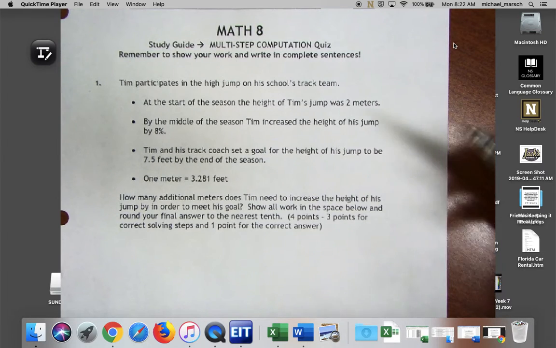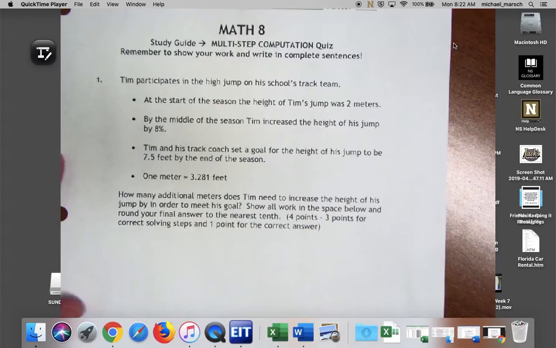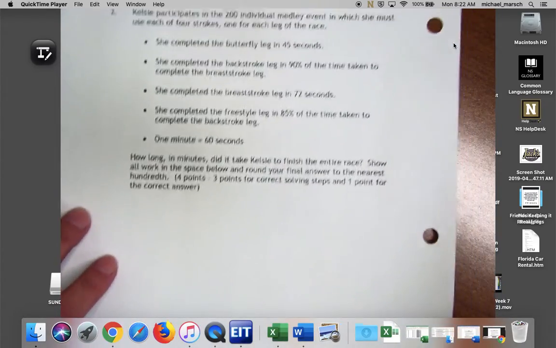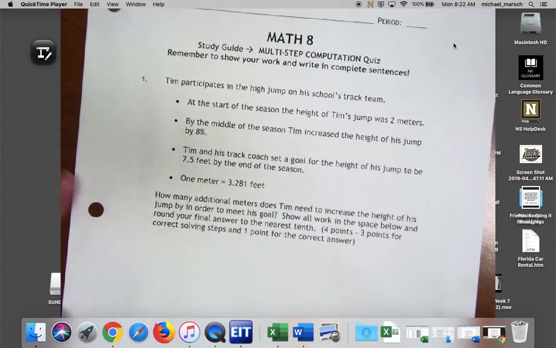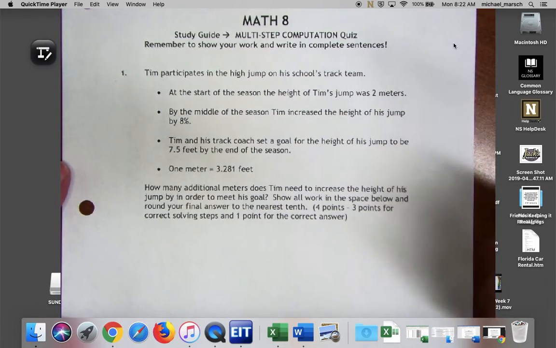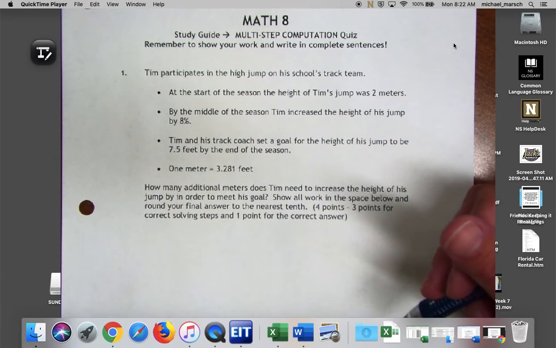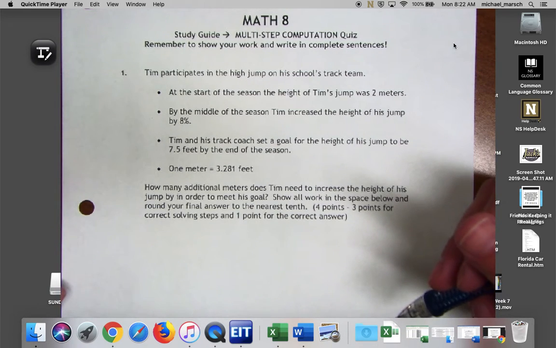So what will happen is that you will come into school and we'll make sure everybody feels good about this study guide, and then you guys will start the quiz. Notice that this is front and back only, just 2 questions, and the quiz will be the exact same, just 2 questions, okay? And again, we're focusing on those conversions and percent of values. So we'll walk through these together, and then we'll make sure everybody's ready for the quiz.